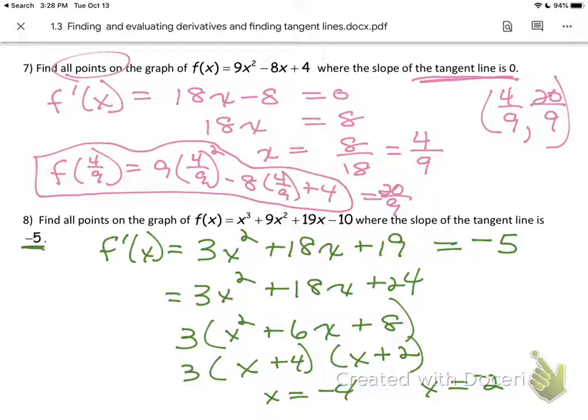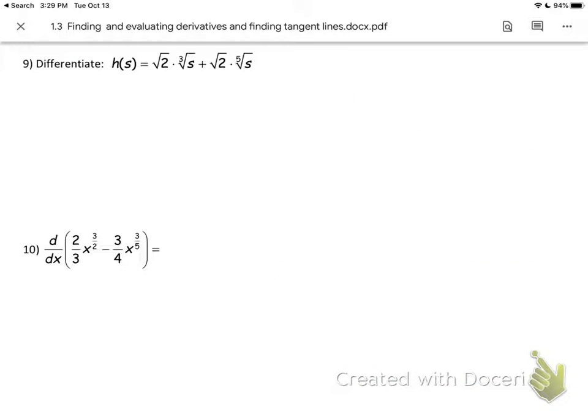If I graph that function, there are 2 places where the slope of the tangent line drawn to that cubic function is going to equal -5. Those 2 points are at x equals -4 and x equals -2. Plug those 2 x values back into your original function, and you should find that the 2 points are (-4, -6) and (-2, -20). Okay, that brings us to the next problems. So let's go to the next page.